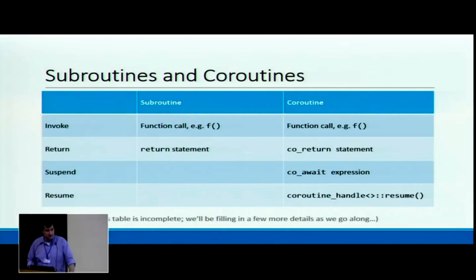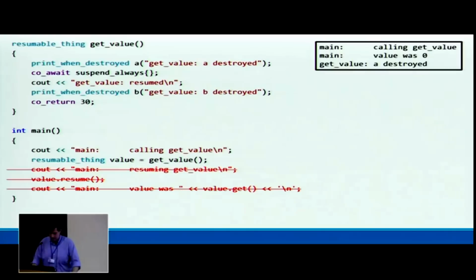Great. So those are our basic examples. Are there any questions about them? Yes? Go back to the example of the get value. What would happen if instead of a co-return 30, you would just put return? I presume that the compiler already knows that get value is a coroutine and is not. Oh, thank you. Yeah.